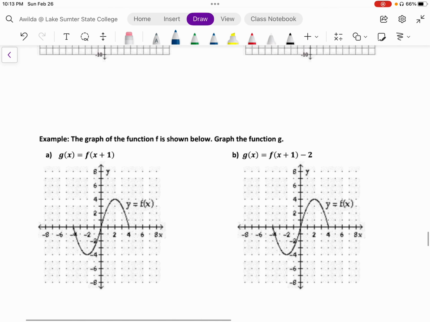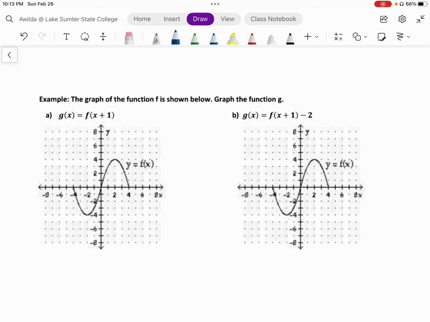Let's look at the next examples. It says the graph of the function f is shown below. We have to graph the function g. Now this is a little different because instead of having a rule for f, we have its graph. But it's just a matter of knowing what to do with that graph, how to manipulate it.